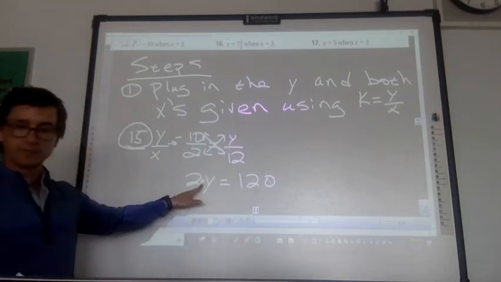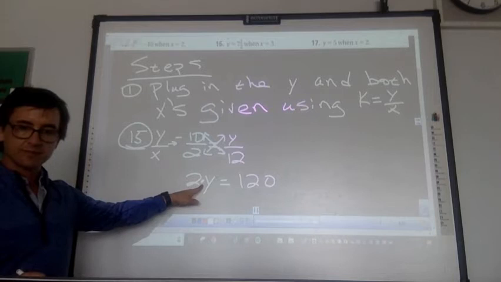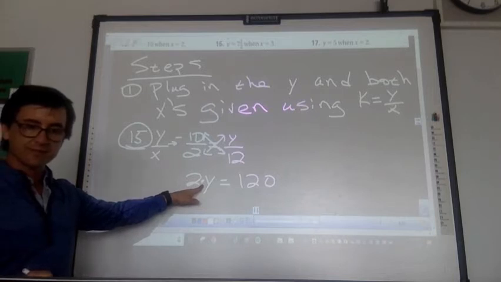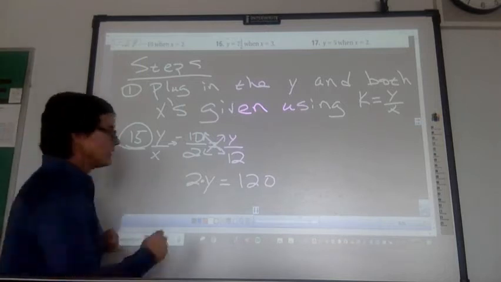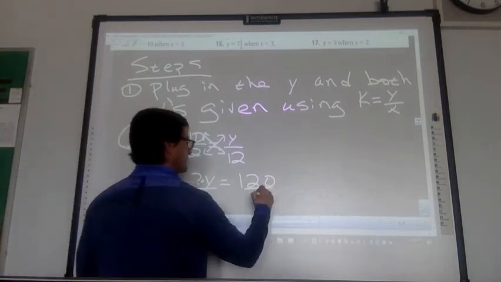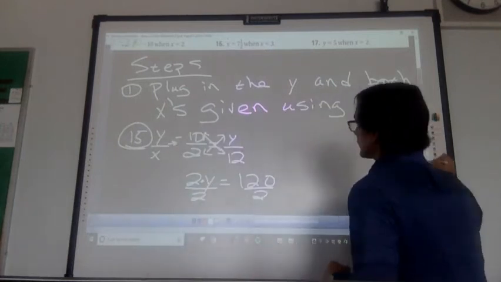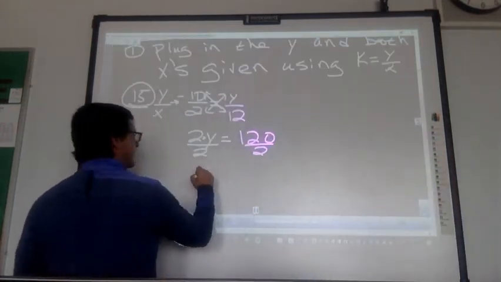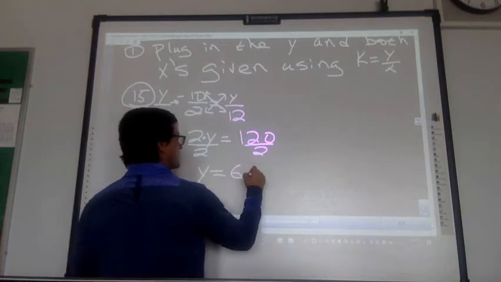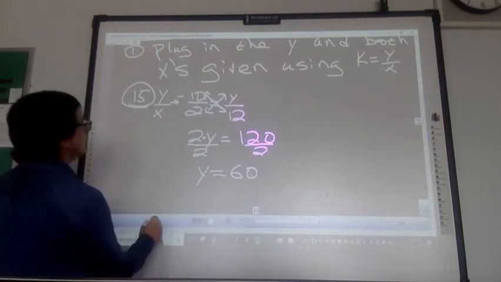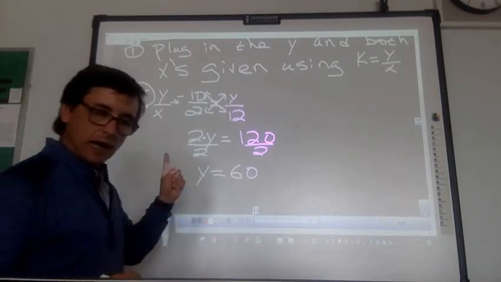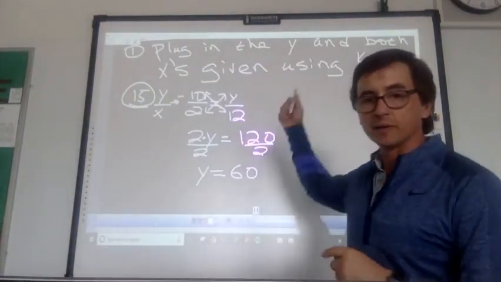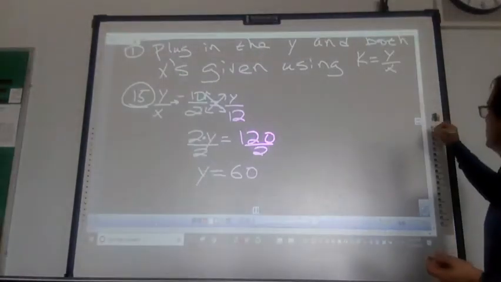There's my hint. I'm sorry, it's a little bit blurry. Okay, so 2 times y. What's opposite of times? Divide. Divide both sides by 2. Okay. So we get y equals 60. Okay, and we're done. I always go back and look at the question to make sure I answered it.